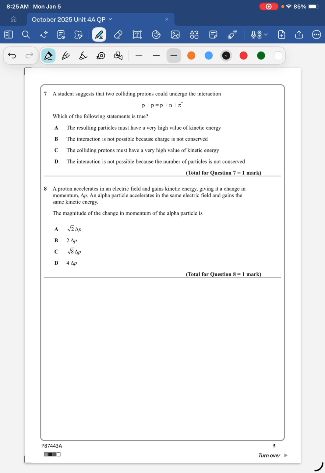Question 7. A student suggests that two colliding protons could undergo the interaction shown there. Which of the following statements is true? A, the resulting particles must have a very high value of kinetic energy. We rarely care about the energy of the resulting particles, so that's wrong. B, the interaction is not possible because charge is not conserved, which is not true, because Q before is 2, and Q after is also 2, because we have the positively charged pion and the proton.